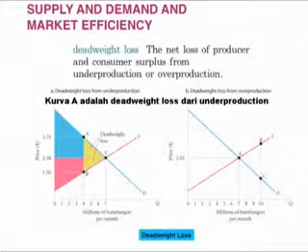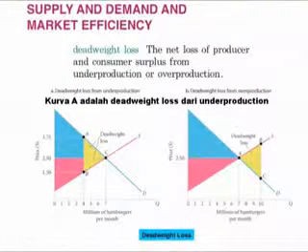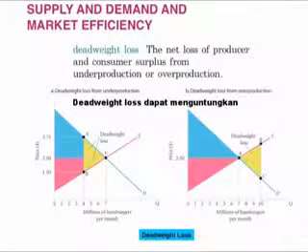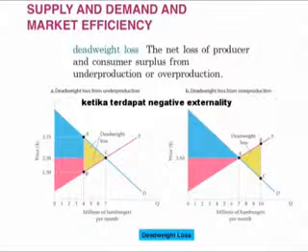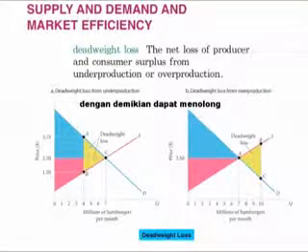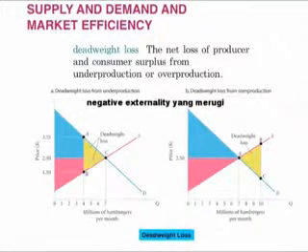The A curve is a deadweight loss from underproduction. The B curve is a deadweight loss from overproduction. Deadweight loss can be beneficial when there is a negative externality, in which case it can be considered a deadweight gain, as it would lessen what that negative externality was hurting.